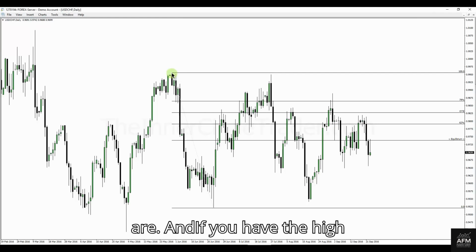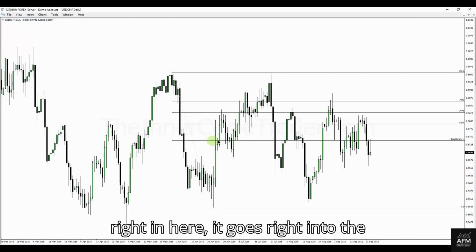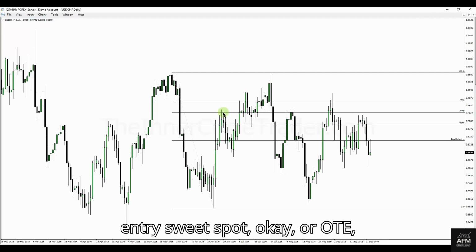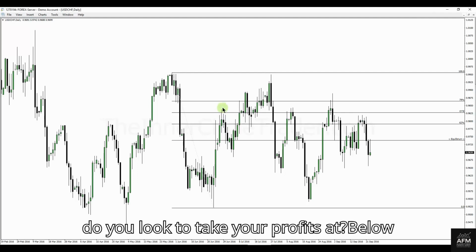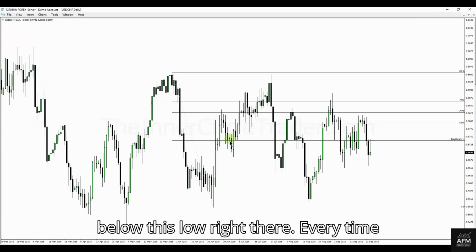And if you have the high here and you pull it down to the low here, when the market gets above equilibrium right in here, it goes right into the 70.5 or what would be the optimal trade entry sweet spot, okay, or OTE. And the market sells off there. Where do you look to take your profits? Below an old low, or below this low right there.